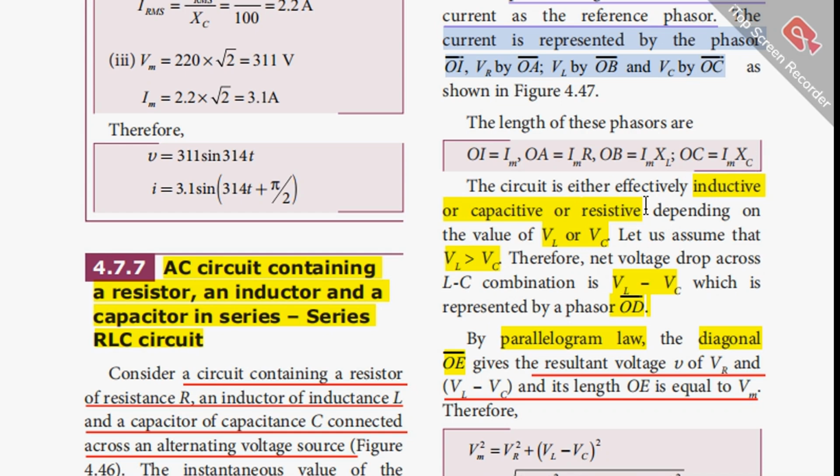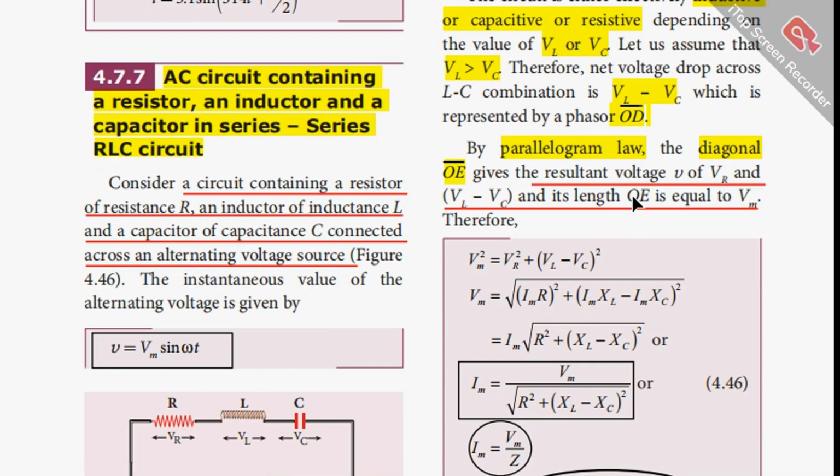Now the circuit is either effectively inductive, capacitive, or resistive, depending on the values of VL and VC. Let us assume that VL is greater than VC. That means the voltage across the inductance is greater than the voltage across the capacitor. Therefore, the net voltage drop across the LC combination is VL minus VC, which is represented by a phasor OD. By the parallelogram law of vectors, the diagonal OE gives the resultant voltage V of VR and VL minus VC, and its length OE is equal to Vm.